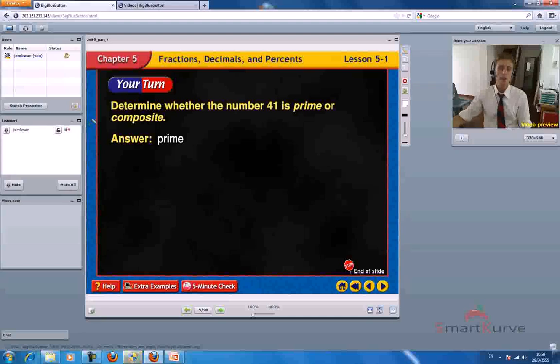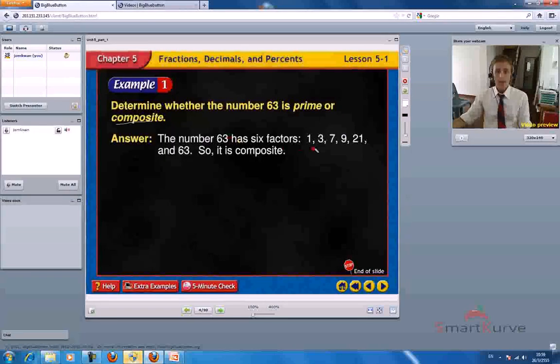Determine whether the number 41 is prime or composite. The only factors of 41 are 1 and 41, the number 1 and itself. Therefore, it is prime. If a number can only be divided by 1 and itself, it is prime. If it has multiple factors, it is called composite.